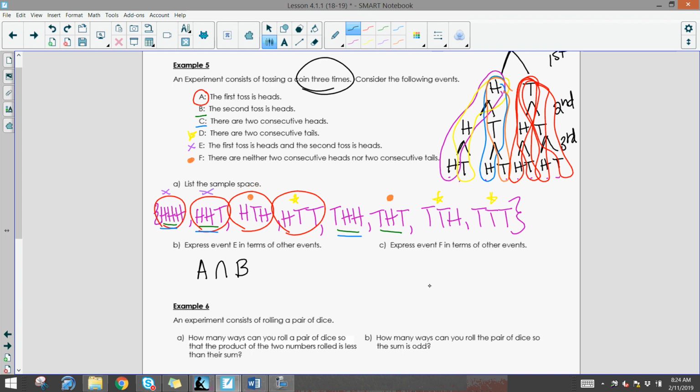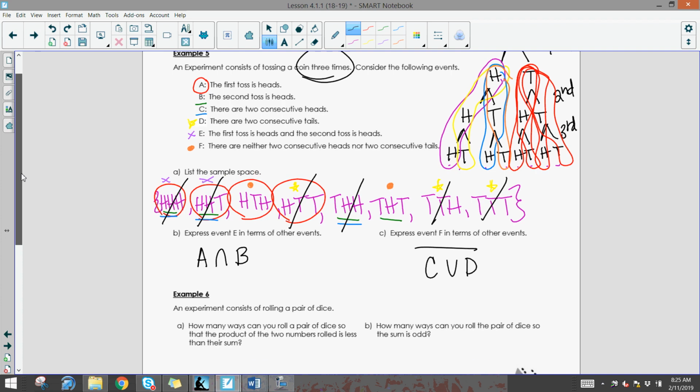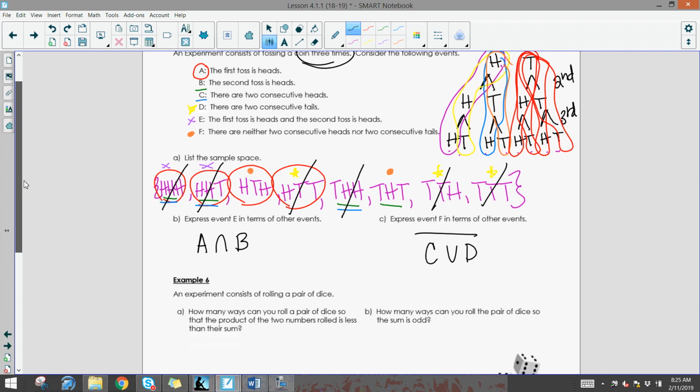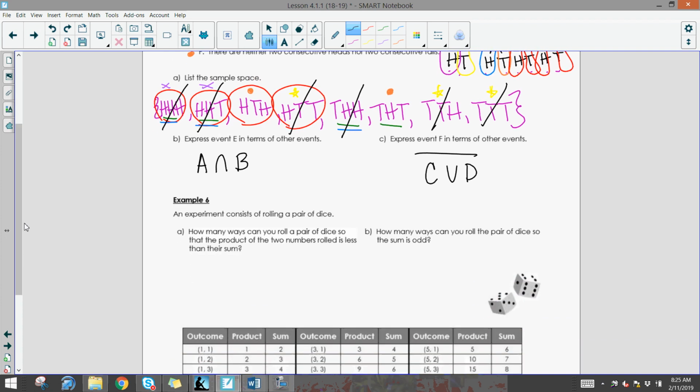So I would want, what did we say, C and D? So C or D, but not that. Because then this has C in it, that's gone. This has C in it, that's gone. This has D in it, that's gone. This has C in it, gone, gone, gone. So then you're left with the sample space you want. Okay? And we'll keep practicing that because sometimes that is a little bit hard to wrap your mind around.